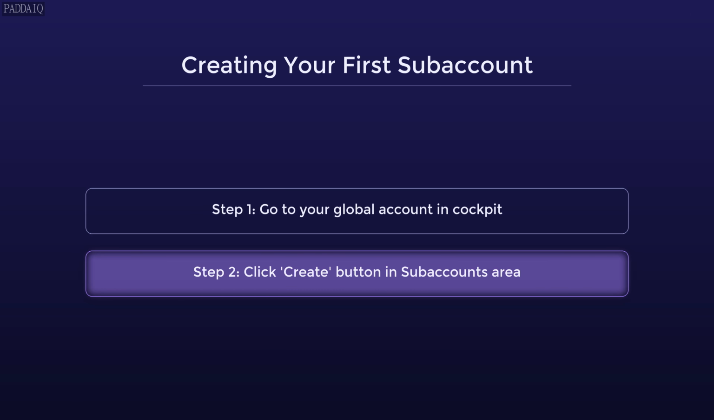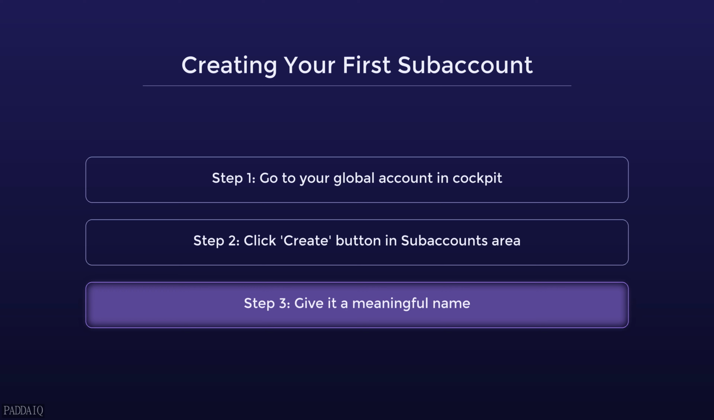Step 2. Click Create button in Subaccounts area. This action opens the setup form to define your new subaccount's details. For instance, just like clicking New Folder on your computer to start organizing files, you click Create to begin setting up your dedicated SAP BTP workspace. This simple step initiates the process of establishing your own isolated environment.